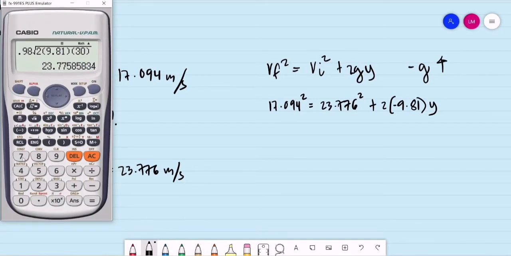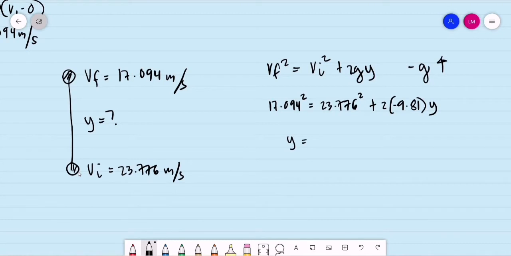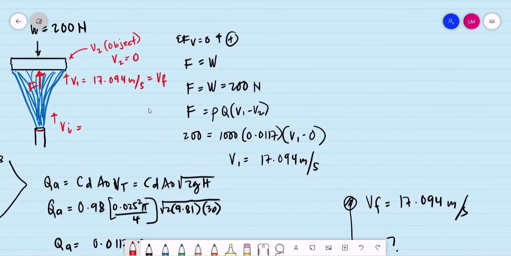Okay, compute natin. Okay, 17.094 squared is equal to 23.776 squared. Okay, plus 2 times negative acceleration dahil pataas, 9.81, times alpha x. Okay, so, shift solve. That's 13.919. Okay, we have the value of y is now equal to 13.919 meters. Okay, tama ba? 13.919. So, let us check if we have this value sa choices for question number 53.